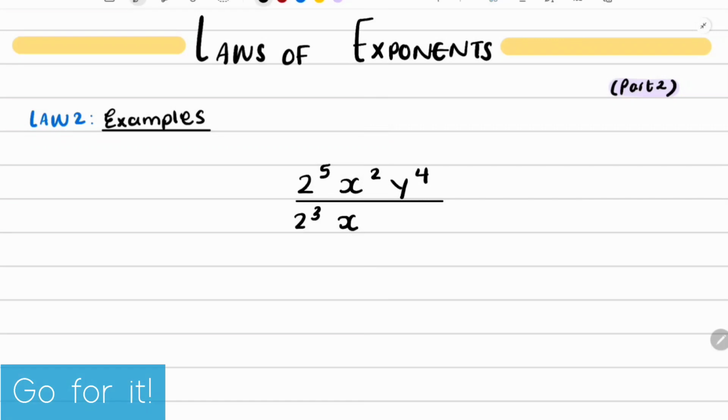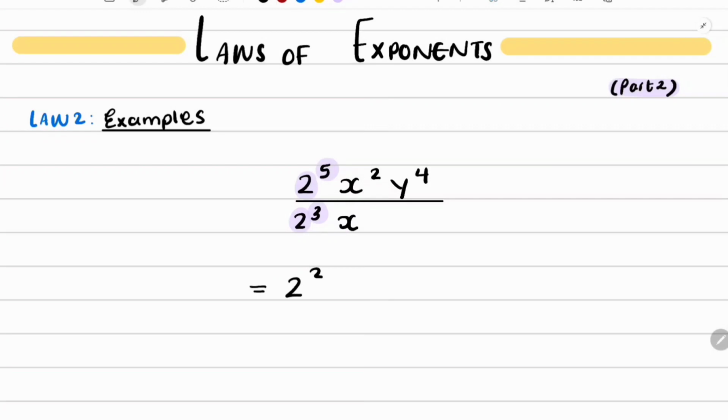And here's another example. Go for it. Okay, so you see in this example, our coefficients 2 to the power of 5 and 2 to the power of 3, they are bases that are exactly the same. So we're going to have to keep the base the same here, and then we're going to have to subtract the exponents. So 5 minus 3 gives you 2.